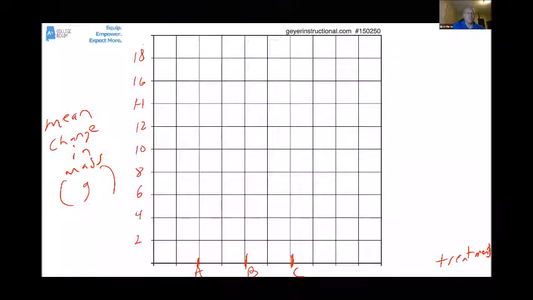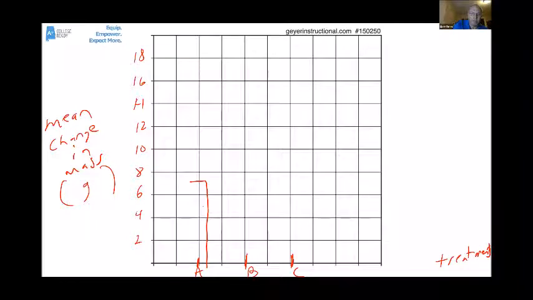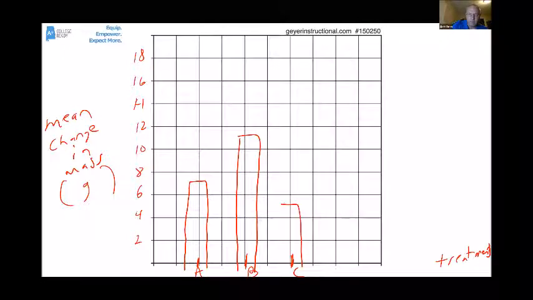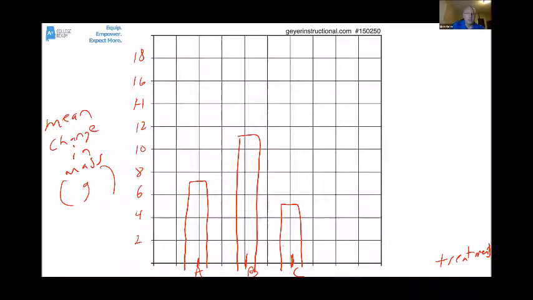So my first mean for group A was at 7. So I'm just going to draw a little bar here at 7 like so. Second group was at 11, like so. And third group was at 5? Yes, 5. So like so. Now we've got to draw our error bars. And remember that to do those, we're going to go up and down from these sample means, which I'm putting a dot at, 2 standard errors of the mean.